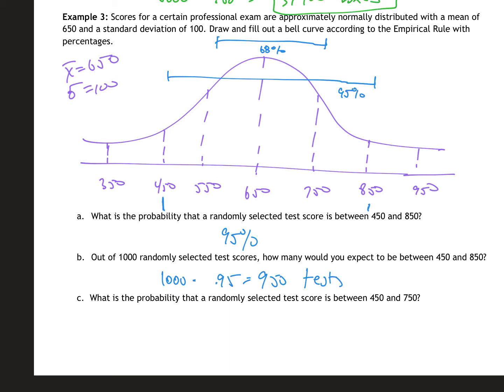What is the probability that a randomly selected test score is between 450 and 750? So it's here to here. So that's going to take this and this, which is the 68%. Then I'm going to add this piece right here, which is 13.5.